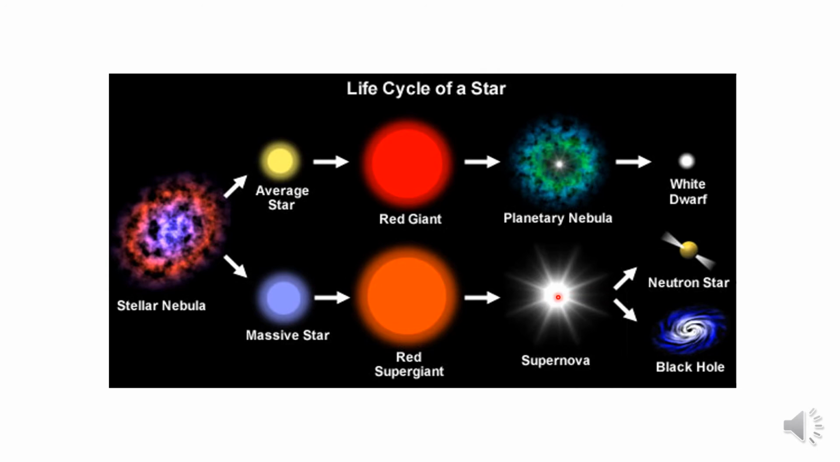And after the supernova we have two options. The star can either become a neutron star or a black hole. So that was our kind of GCSE life cycle of a star. What we really need to be thinking about right now is what's happening here.